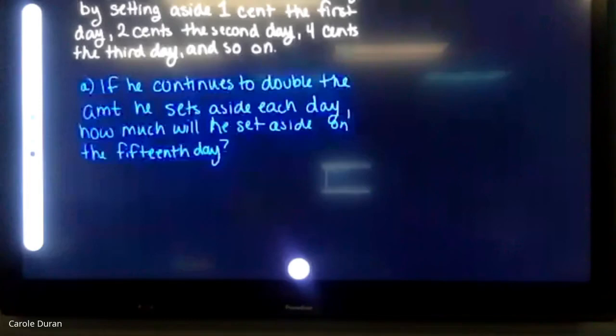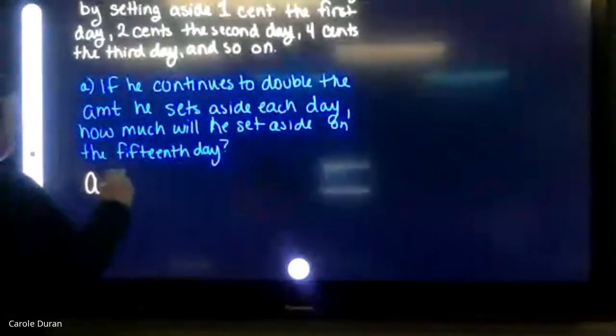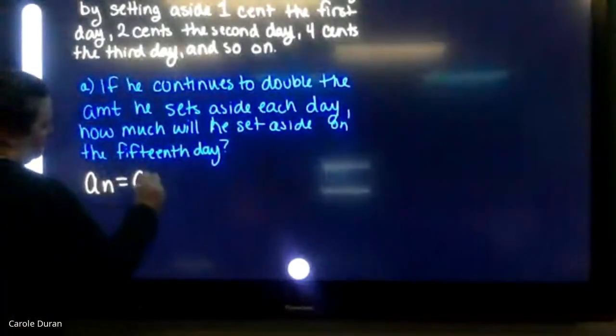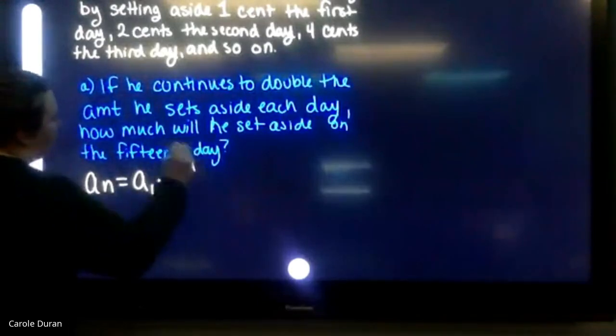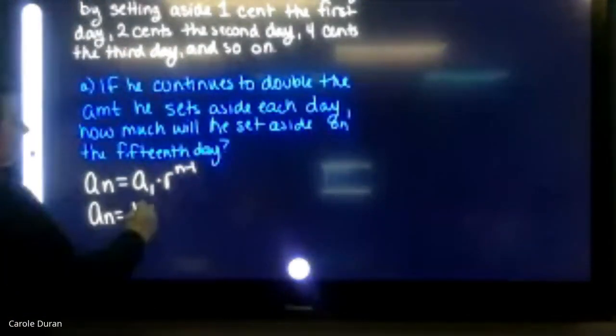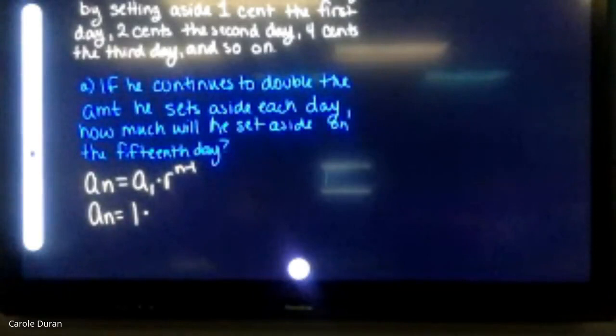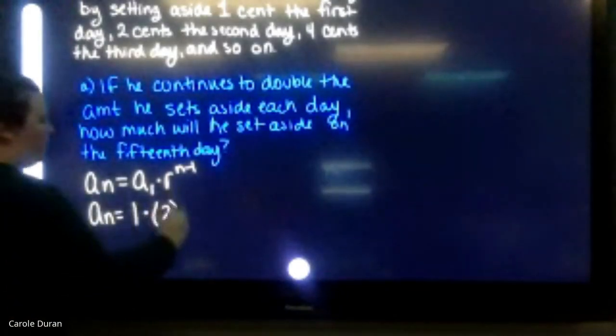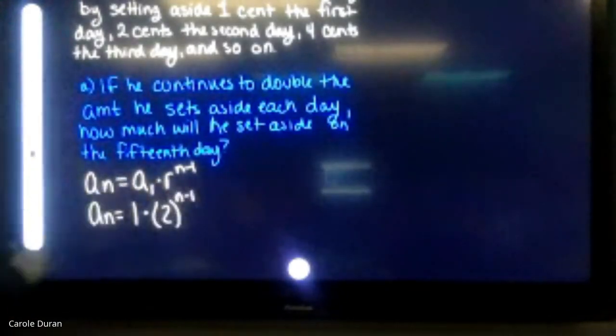So the formula for the nth term, remember, is A of n equals A of 1 times R to the n minus 1 power. Do I have A1 and R here? Yes, I know how much money he put in on the first day, and I know how it's changing from day to day. So I fill that information in, and I get A of n equals 1 cent, because that's A1, times, if we're doubling, we're multiplying by 2. So my R here is 2, which I will raise to the n minus 1 power.